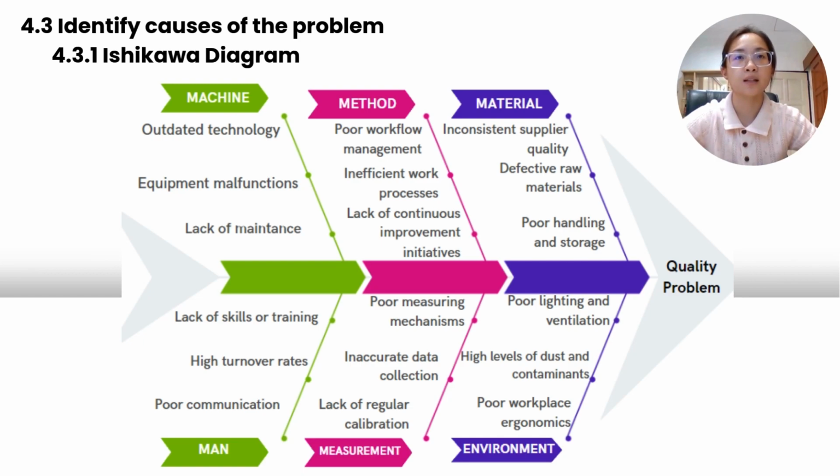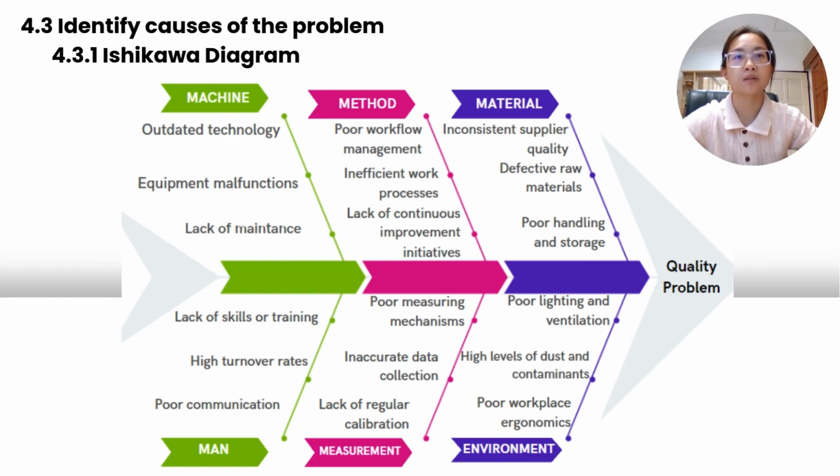For the measurement category, it identifies problems related to data collection and monitoring: poor measuring mechanisms, inaccurate data collection, and lack of regular calibration. Inaccurate data collection leads to incorrect analysis and decisions, resulting in products that do not meet quality standards.